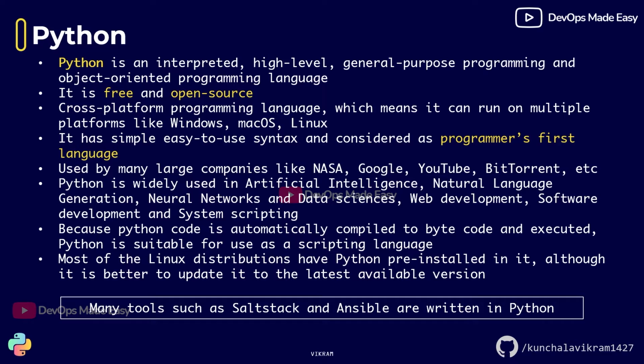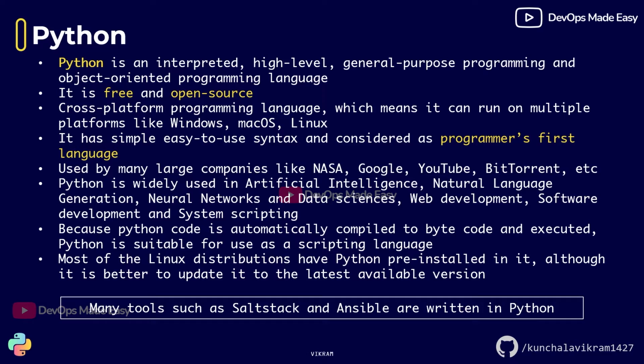It is free and open source and it has huge community support. It is a cross-platform programming language. That means the programs that are written in one operating system can be used in other operating systems as well. That means the programs that you usually write in Windows can be run easily on other platforms like Mac and Linux. It has simple to use syntax and it is often considered as a programmer's first language.